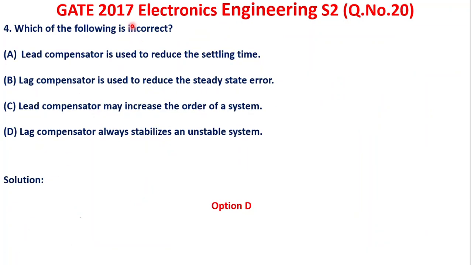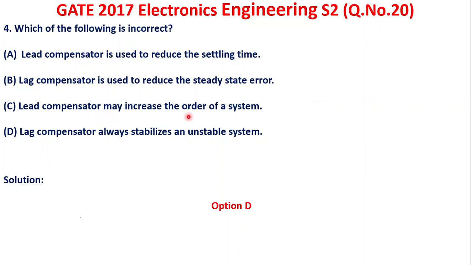Next question, GATE 2017 Electronics Engineering set 2, question number 20. Very simple question. Which of the following is incorrect? Four statements are given. We should see which is false. Lead compensator is used to reduce settling time. Yes, it is used to reduce the settling time. Lag compensator is used to reduce the steady state error. Yes, lag compensator is used to improve the steady state response. Lead compensator is to improve the transient response. So these two are correct.